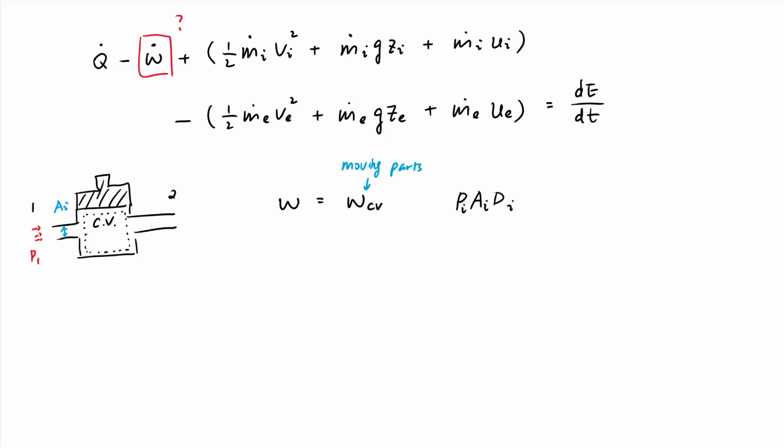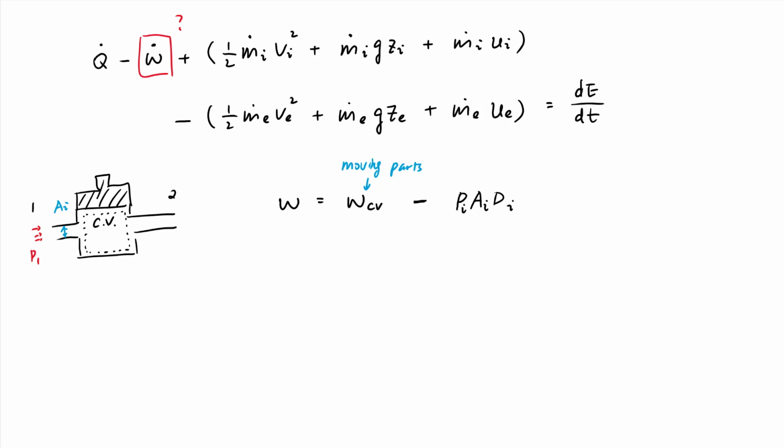And now let's determine the sign before this term. Should it be plus or should it be minus? At the inlet, what is happening is you are pushing the control volume and you are pushing my system. Therefore, my system gets pushed. If my system gets pushed, that means my system consumes work. If a system consumes work, the work must be negative. And the same thing happens at the outlet.